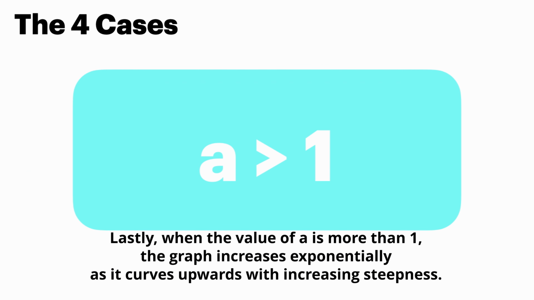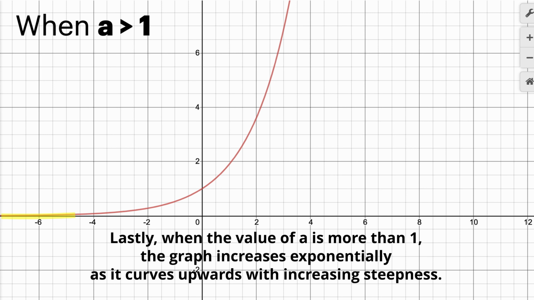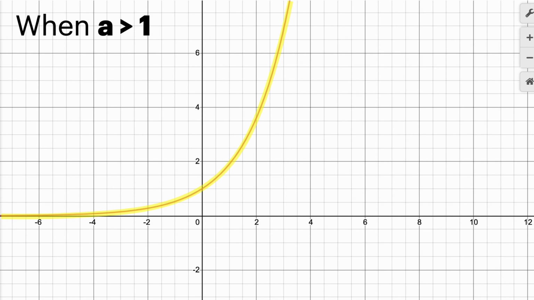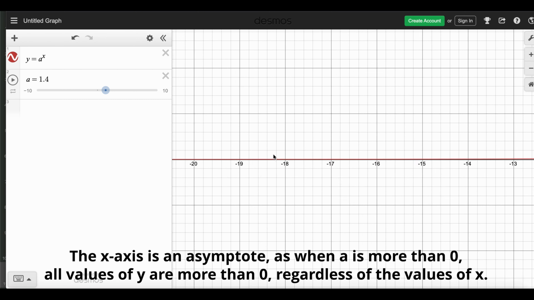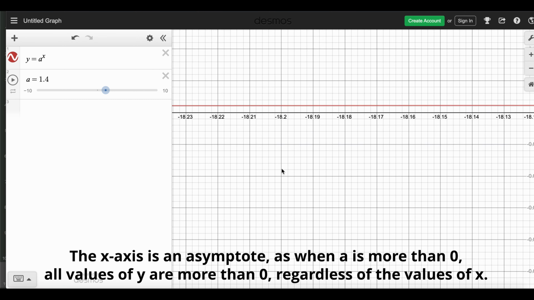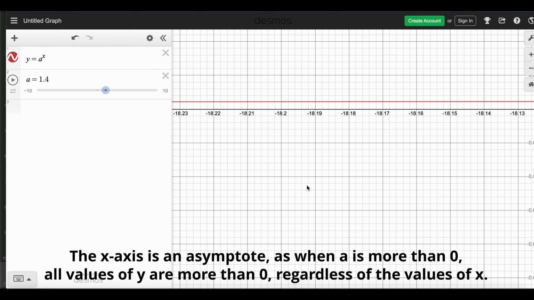Lastly, when the value of a is more than 1, the graph increases exponentially as it curves upwards with increasing steepness. The x-axis is an asymptote, as when a is more than 0, all values of y are more than 0, regardless of the values of x.